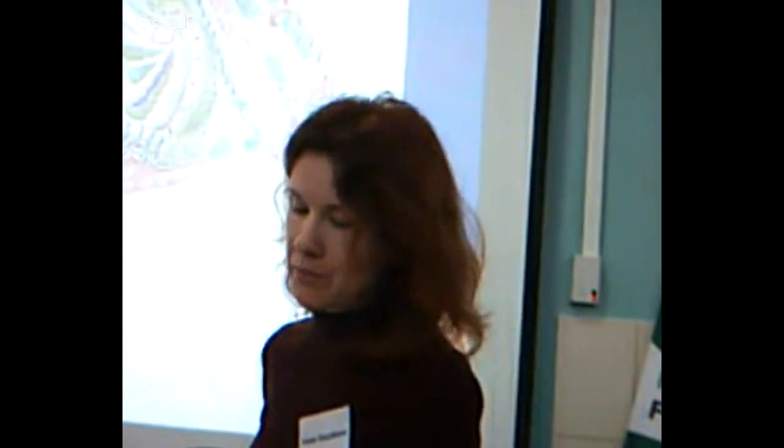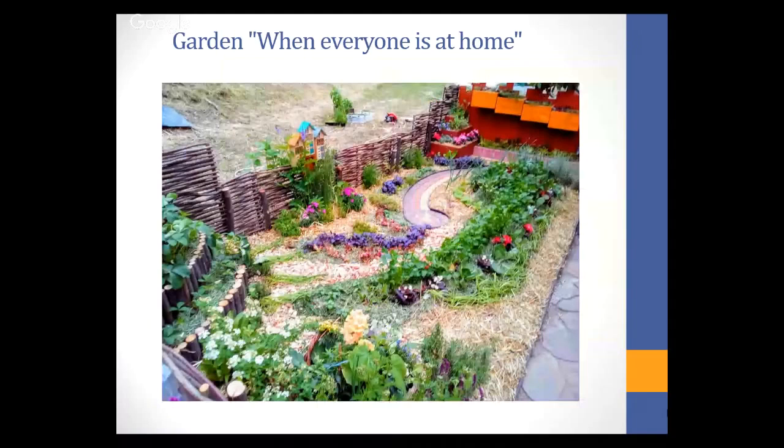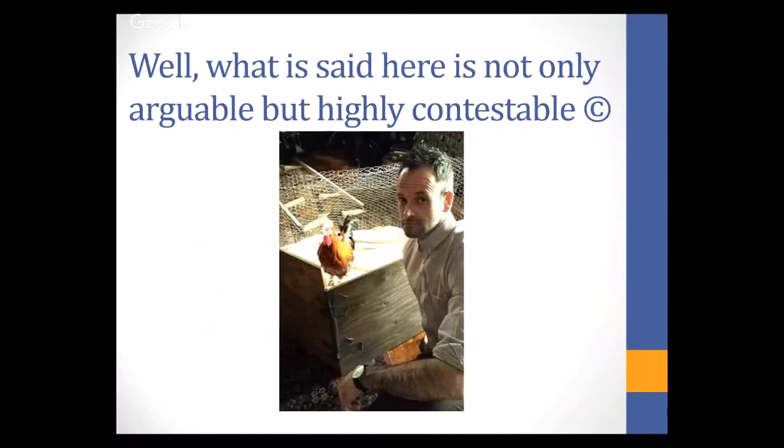One of the projects that has already been implemented is Garden When Everyone Is at Home. This is an imitation of a backyard garden, which we embodied for the landscape designers contest this year, and there are over 50 species, 98% of which are edible. This garden will be moved to the territory of the university from the botanic gardens. So it can be the basis for student education, ecology, permaculture, and economic calculation as well. So I think this is all.